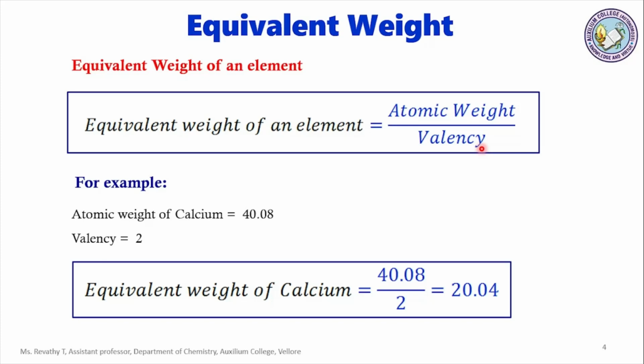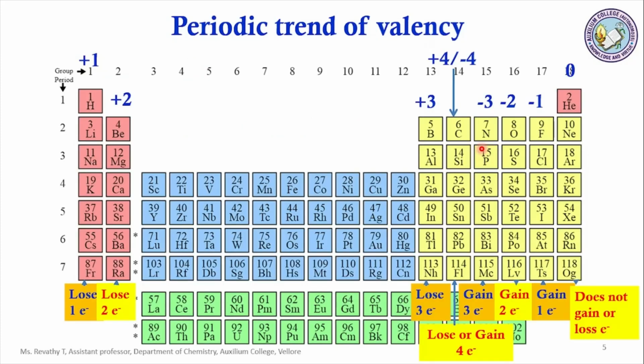I hope you all know what is valency. Valency is the combining capacity of an atom. If you are wondering how to determine net valency, you can find it simply from the periodic table. Let me show you how to find it.